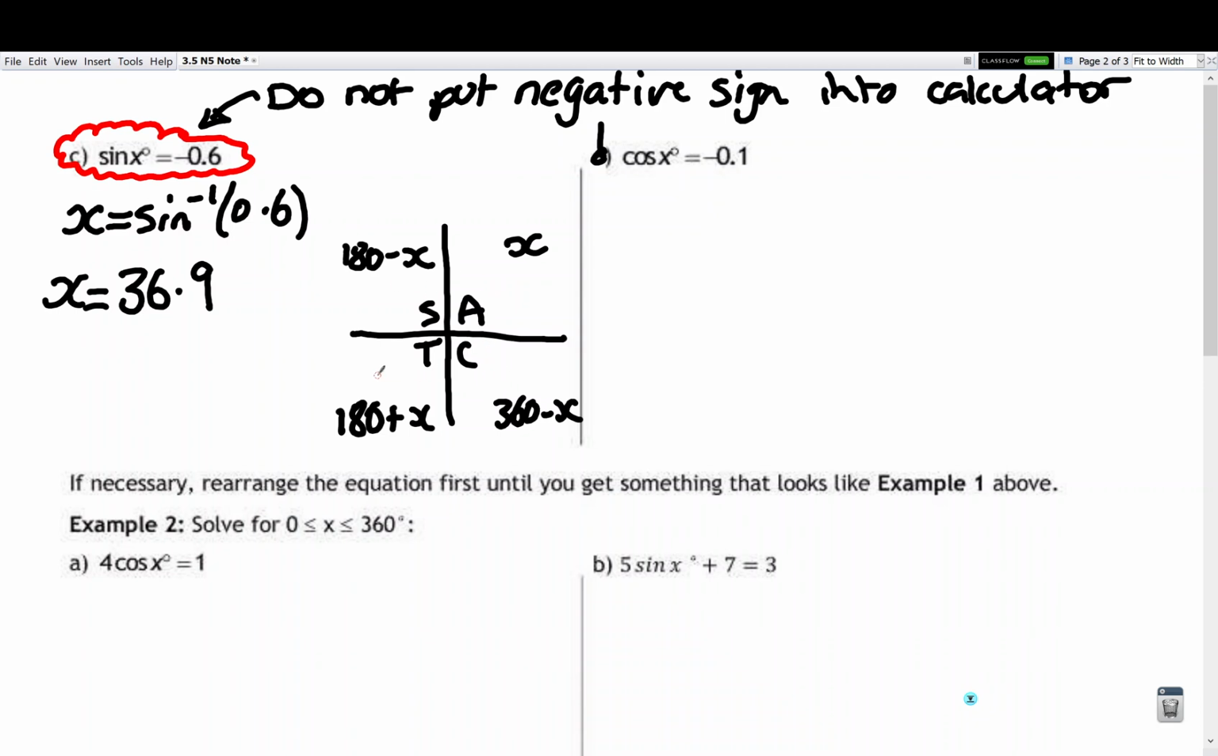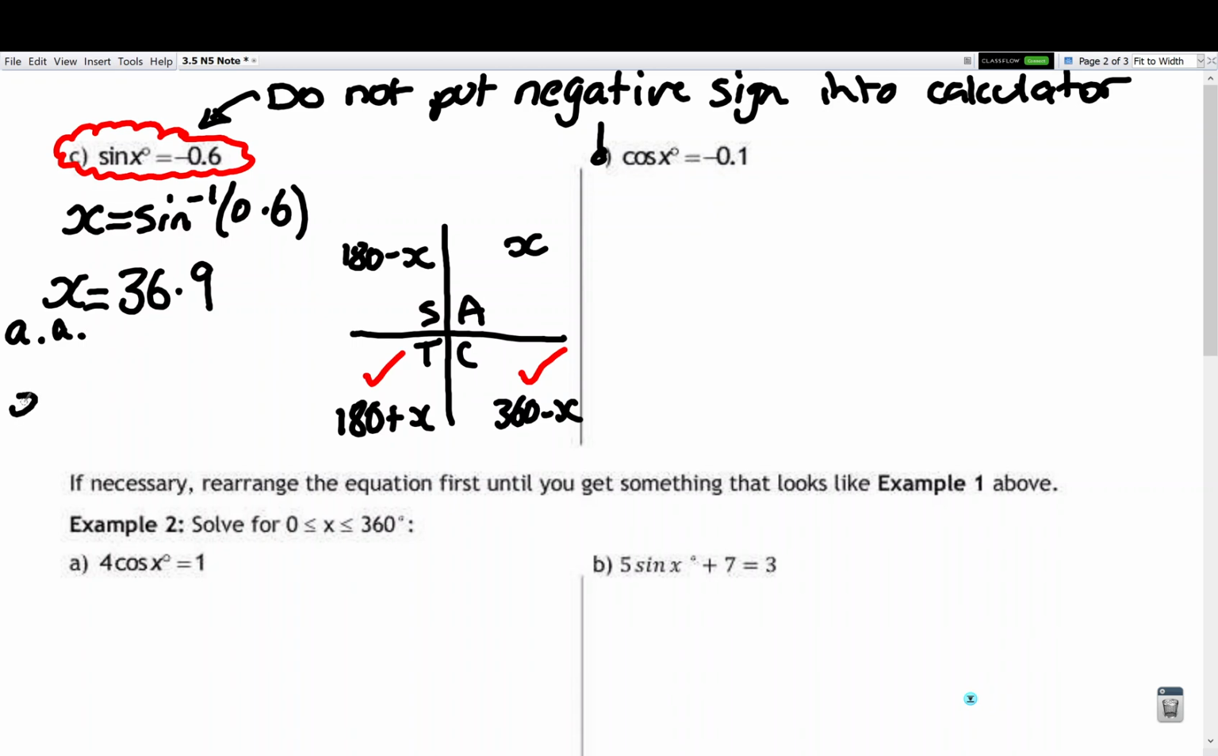Our two solutions are in quadrants 3 and 4, because that is where sine is equal to a negative number. If you look at the sine curve, it's positive in the first two quadrants, then it dips negative in the next two. So this time the acute angle is actually not one of our solutions. You will sometimes see people write A.A. for acute angle rather than x, because it's not technically correct to put x equals 36.9. It's the acute angle which we then use to find our two solutions.